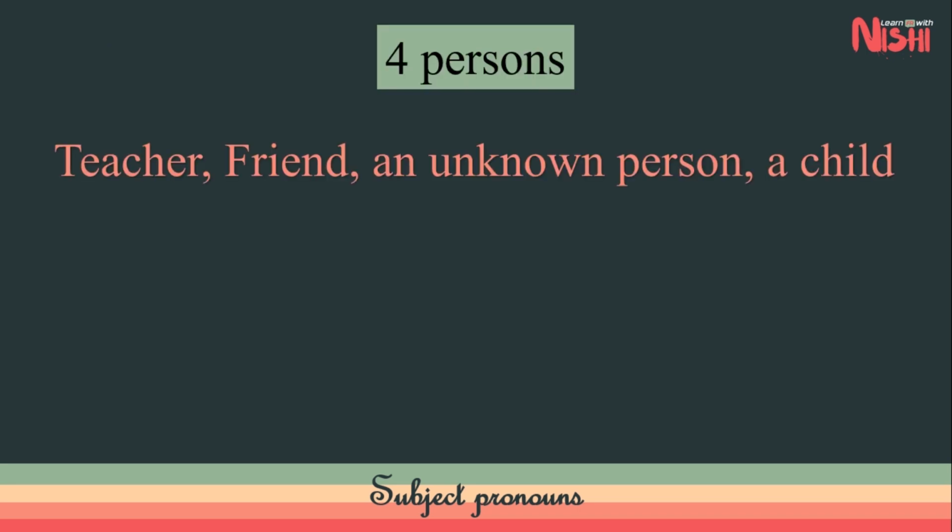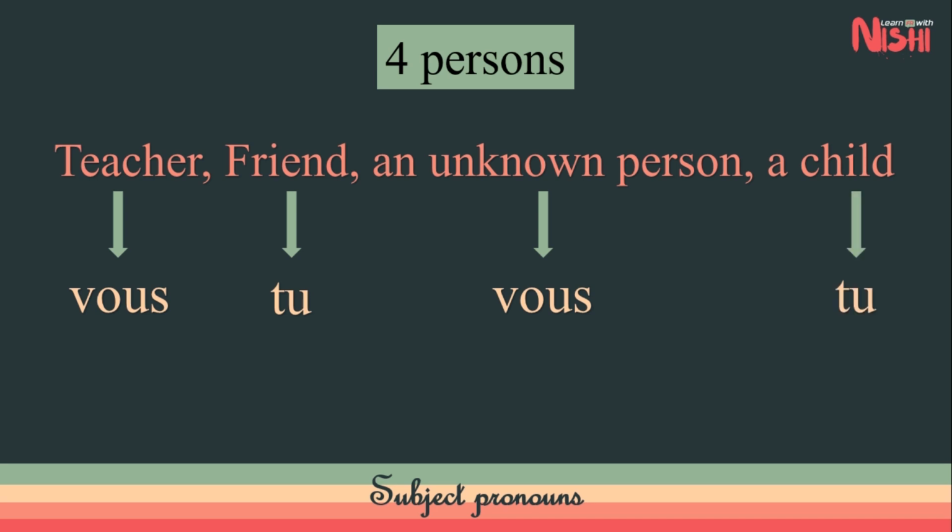Now let's see some examples. Suppose there are 4 persons. One is your teacher, one is your friend, an unknown person, and a child. We will address them by using either tu or vous. When we address the teacher, we will use vous. For a friend, tu. For an unknown person, vous, and a child, tu. I think you are clear now.